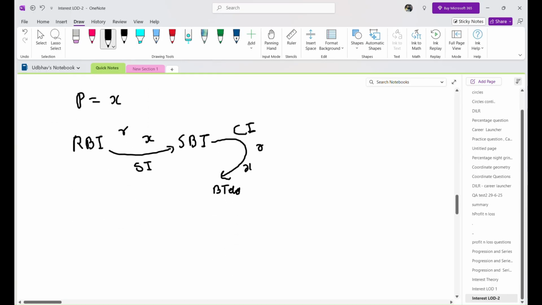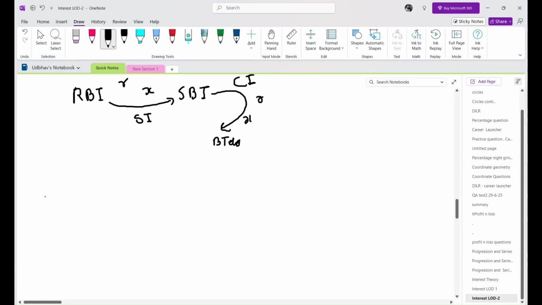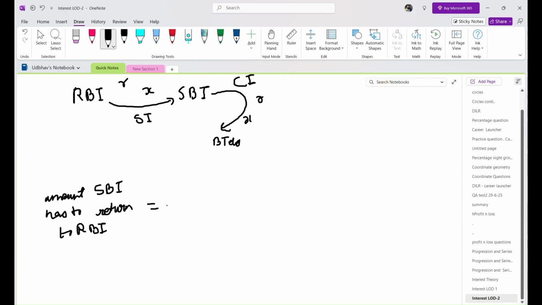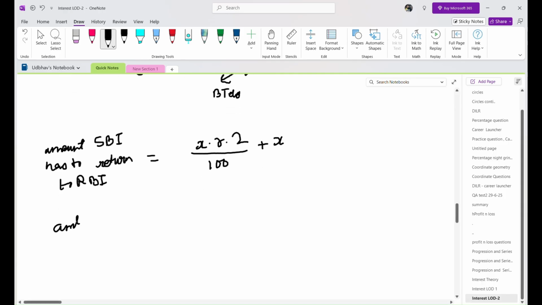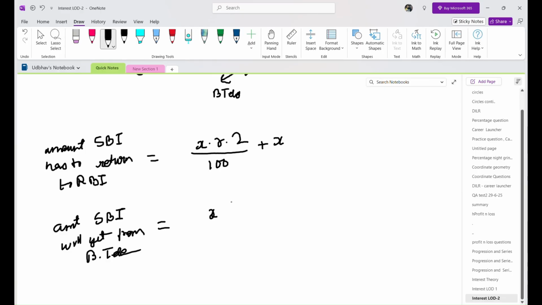So, how much does SBI have to return to RBI? The amount SBI has to return to RBI will be X into R into 2 upon 100 plus X, and the amount SBI will get from Bharti Telecom is X into 1 plus R upon 100 square.